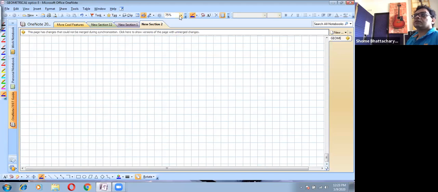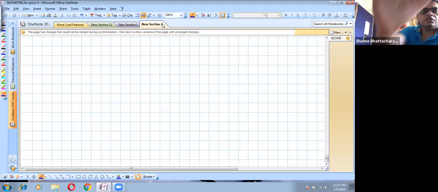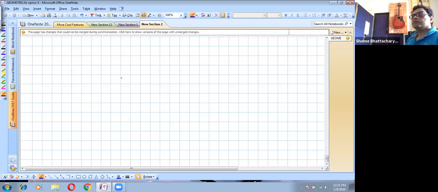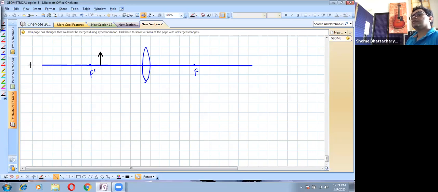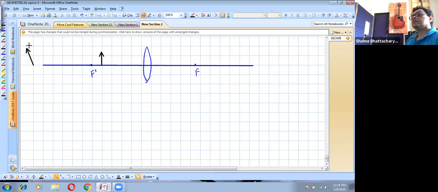And finally, the only case in which we can get a virtual image for a convex lens is if the object is at a distance of less than focal length. For example, if we keep an object somewhere here, we will get an image somewhere here like this.